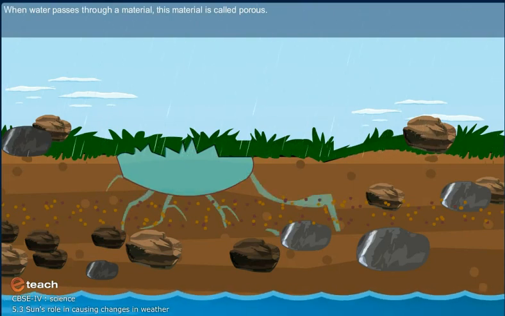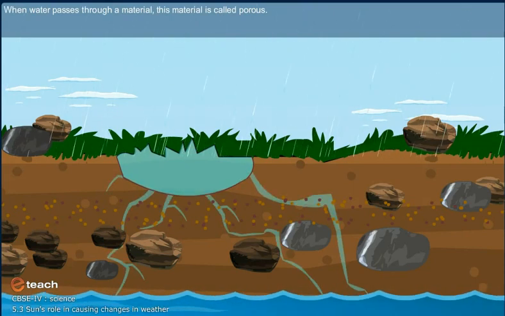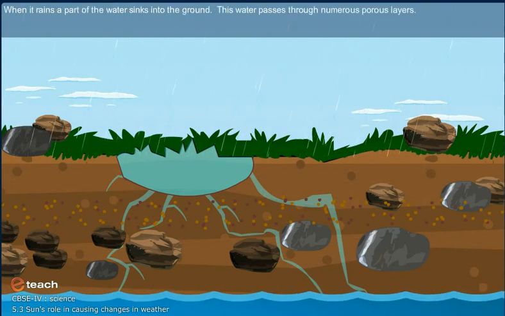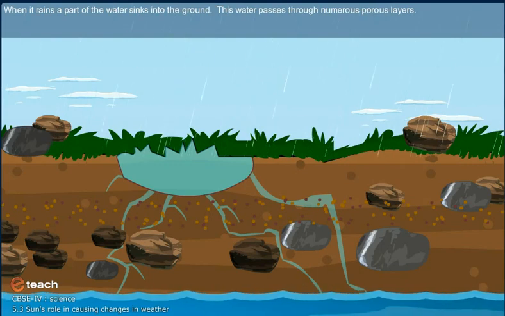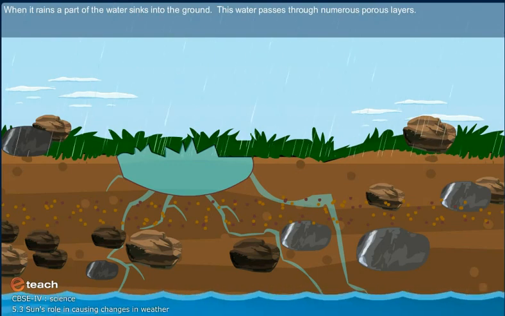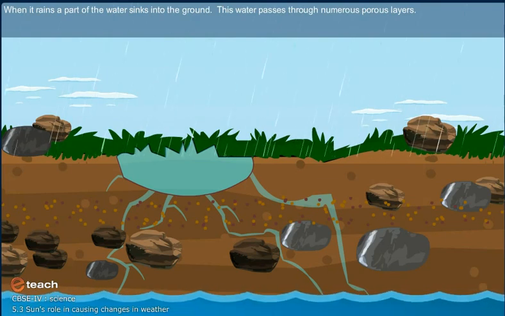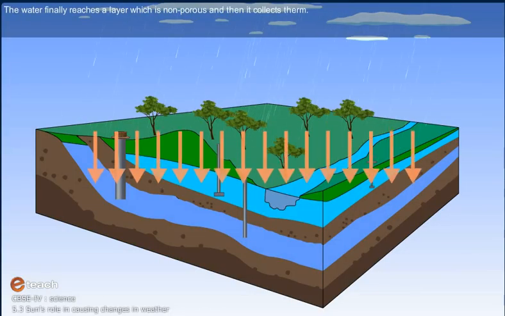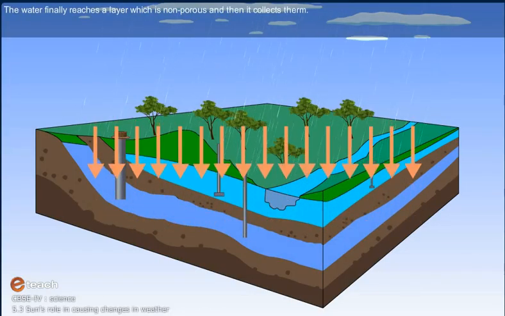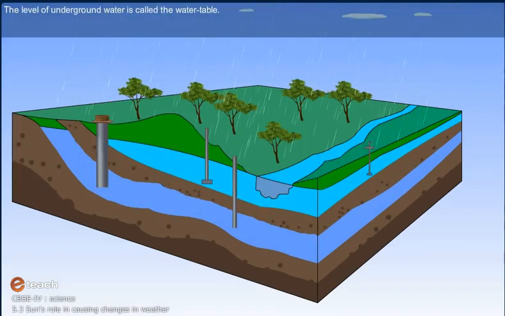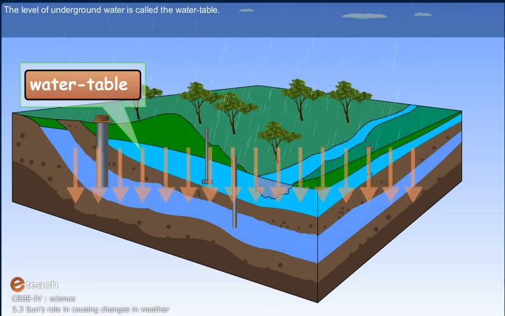When water passes through a material, this material is called porous. When it rains, a part of the water sinks into the ground. This water passes through numerous porous layers. The water finally reaches a layer which is non-porous and then it collects there. The level of underground water is called the water table.